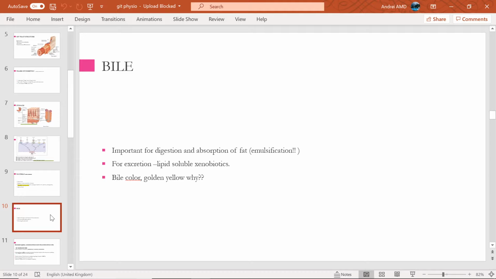And also bile has a golden yellow color, and this is because of bilirubin or biliverdin. And what was this?